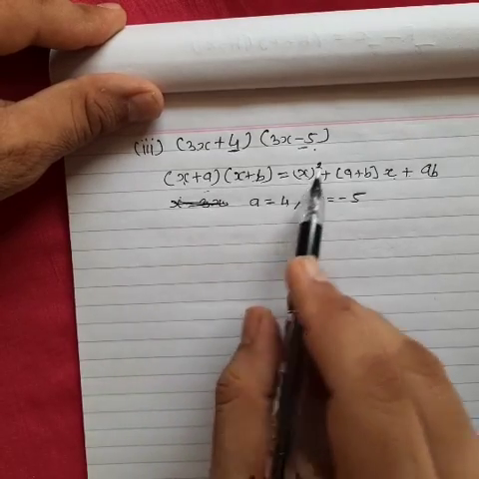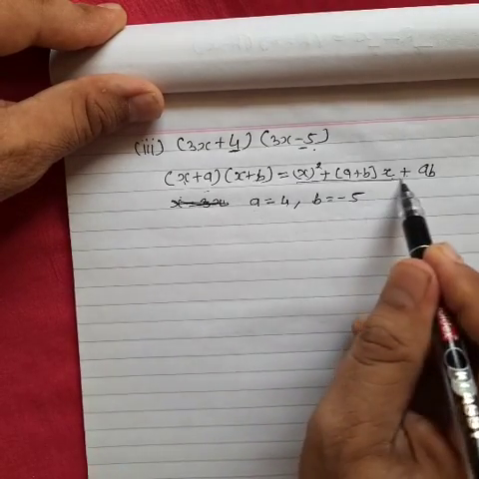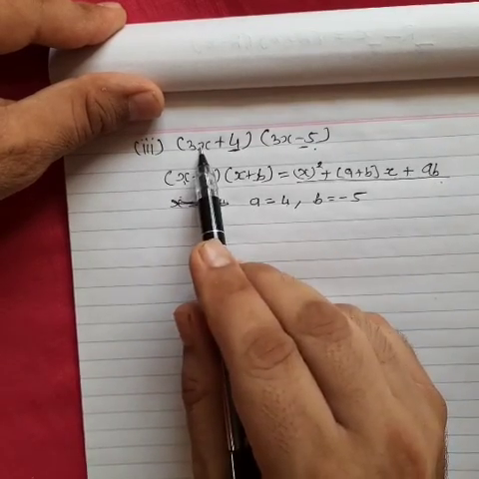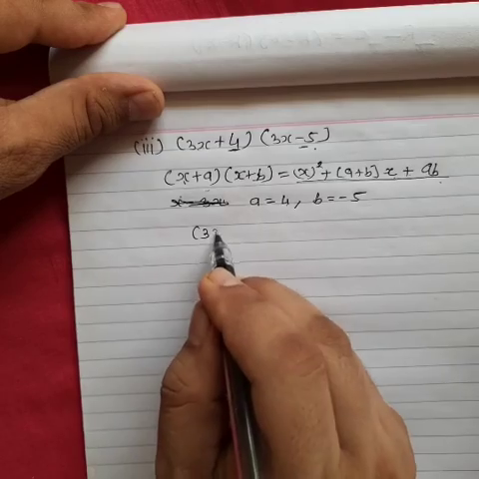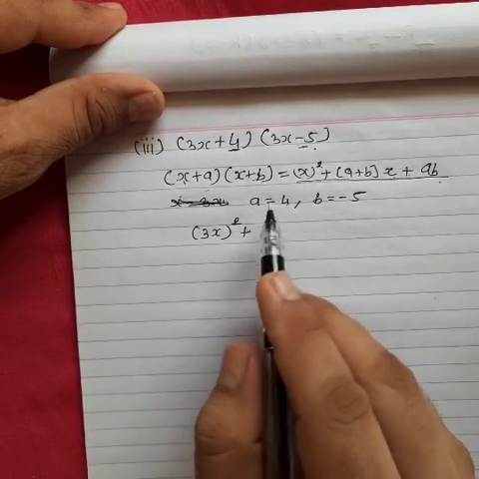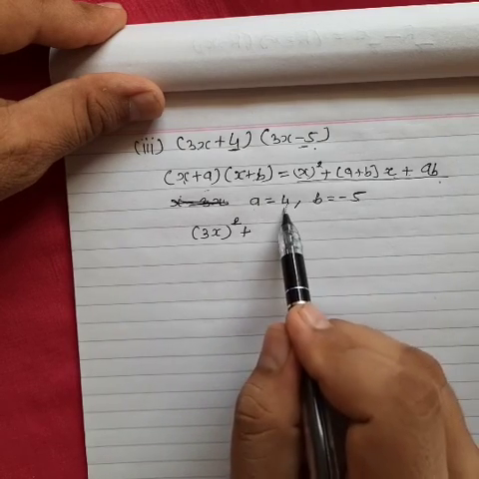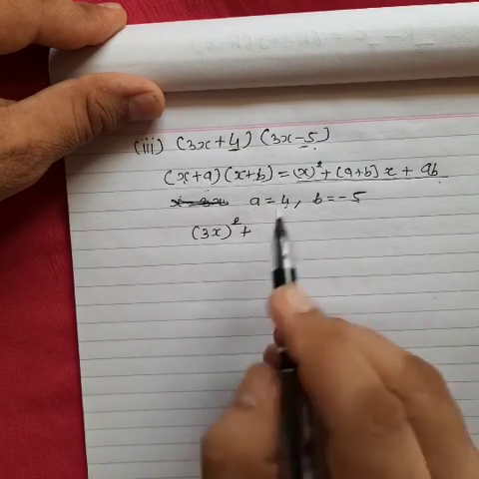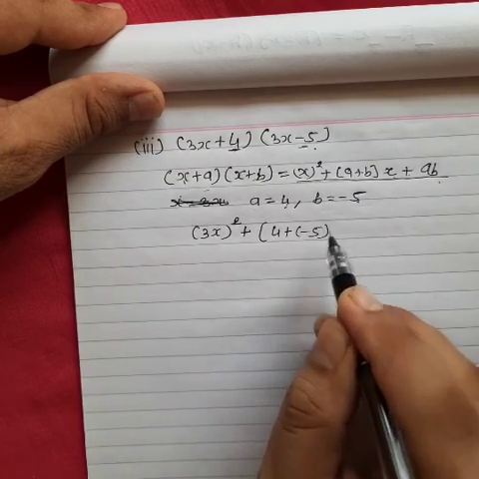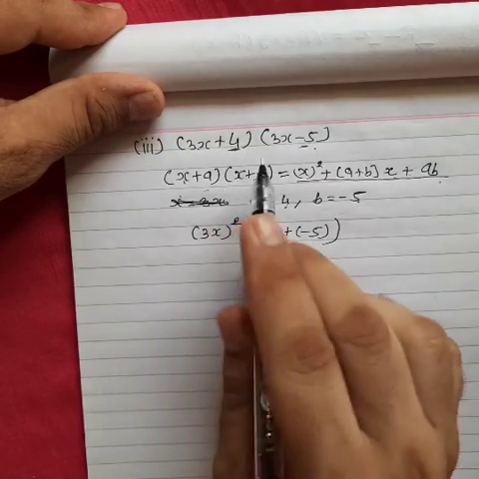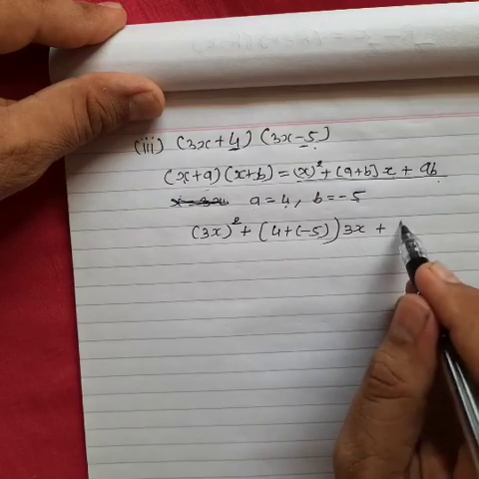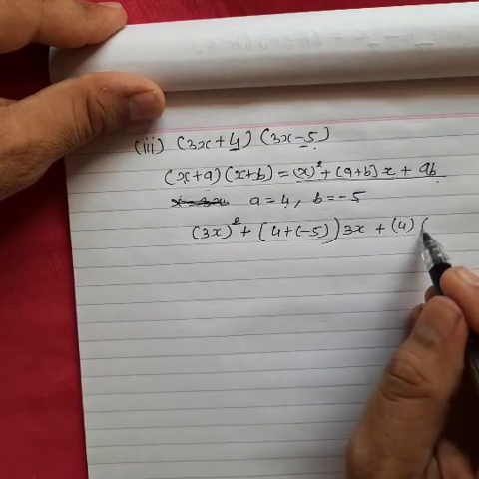So now we write the identity. According to the identity, we put x squared. Here the first term is 3x, so we write (3x) whole squared, plus sum of second, that is a plus b, that is 4 plus (minus 5), into first term, that is 3x again, plus a into b, that is 4 into minus 5.